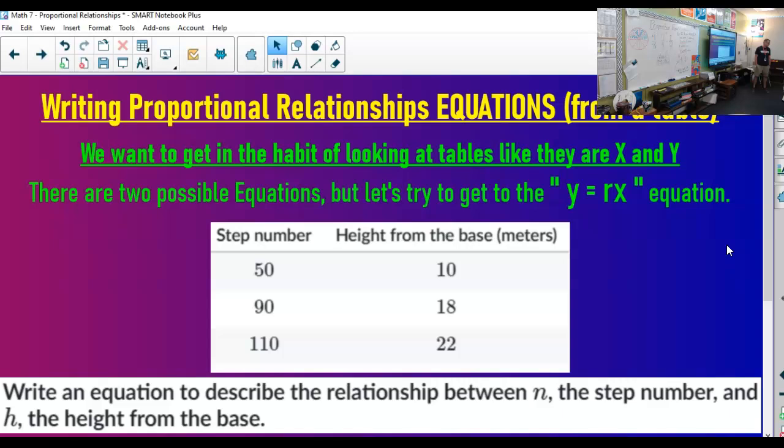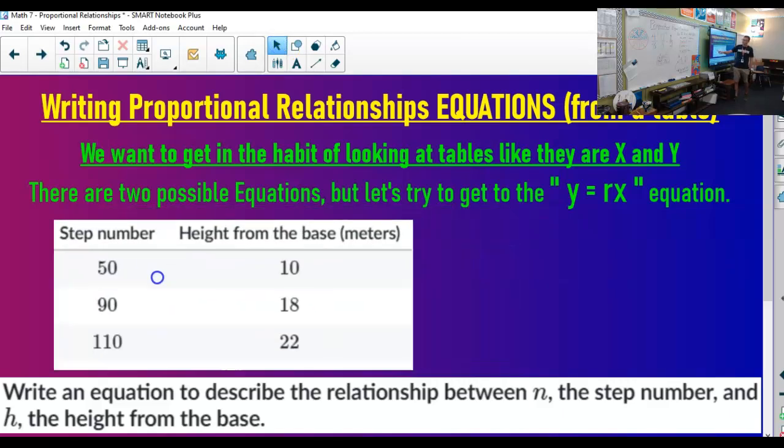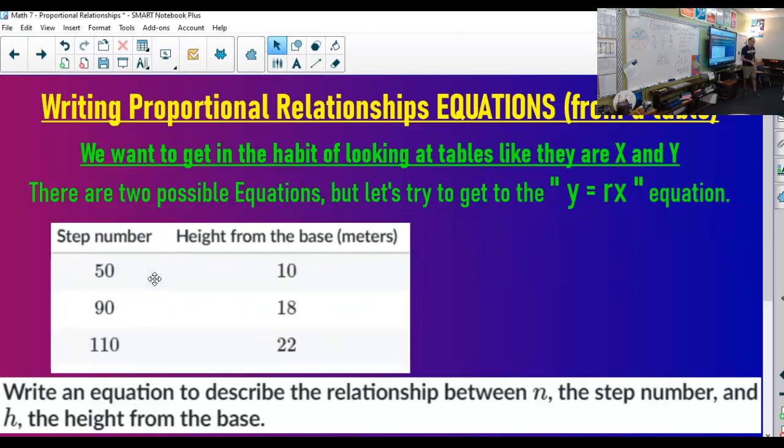Good now? Okay. So we are being asked to write an equation that relates the step number and the height that we end up at from those steps. There are actually two equations that we could write here, and both of them are right. Like in Khan Academy, mathematically speaking, they're both right.